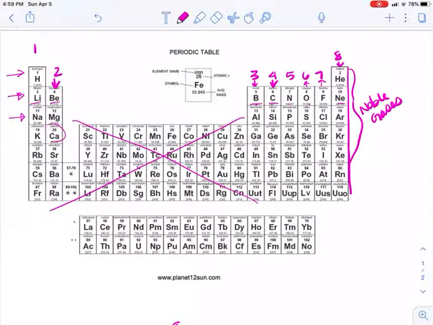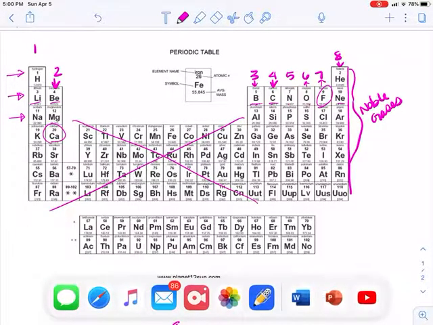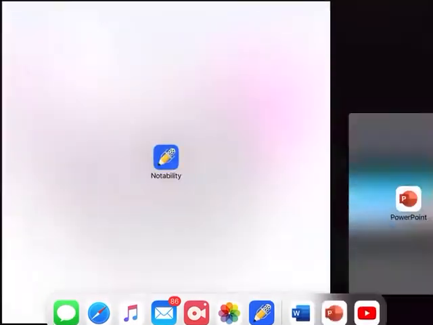All right, so if we look at calcium, calcium's right here. It is in group 2, so that means that it has 2 outer electrons. And then it's also talking about fluorine, which is in group 7, which means that it has 7 outer electrons.